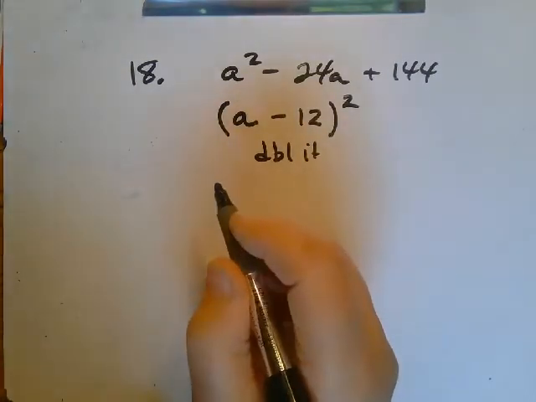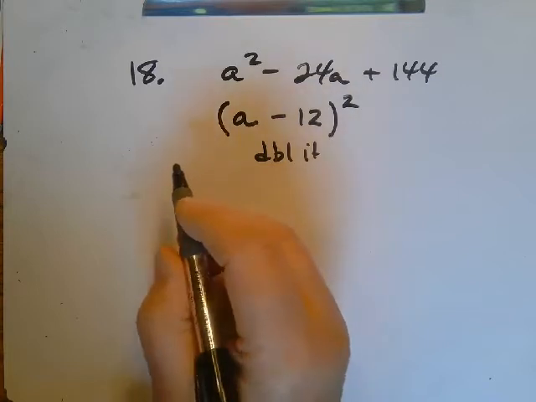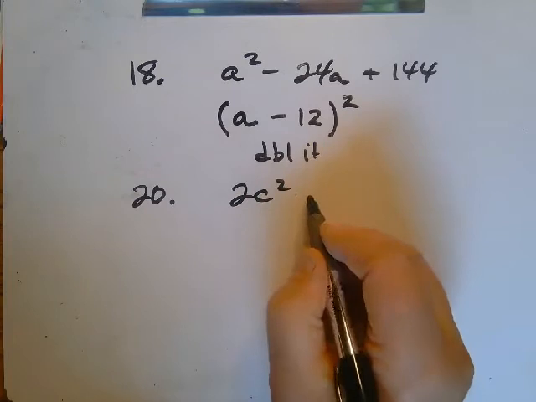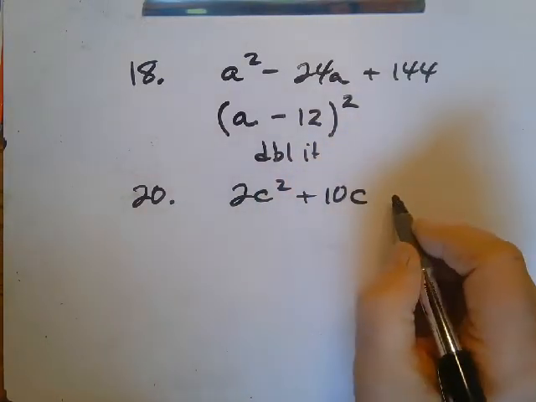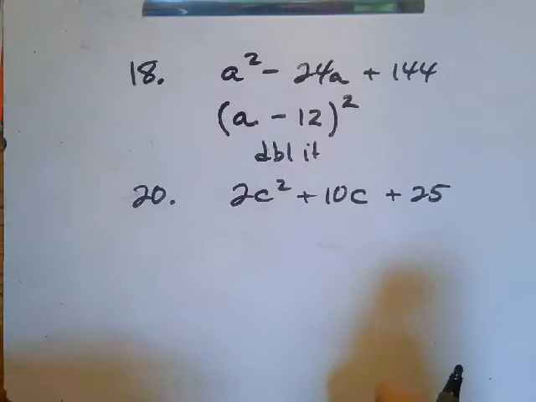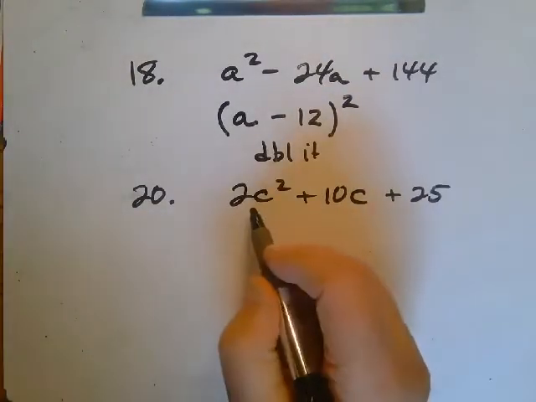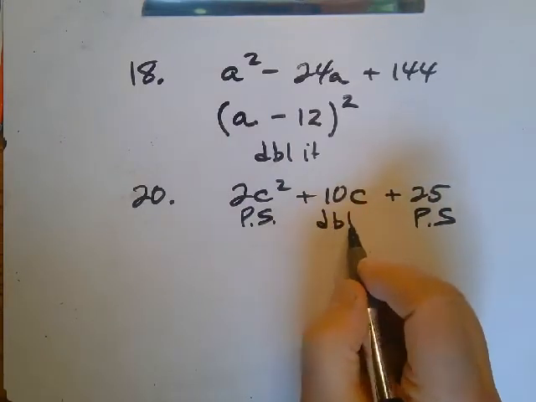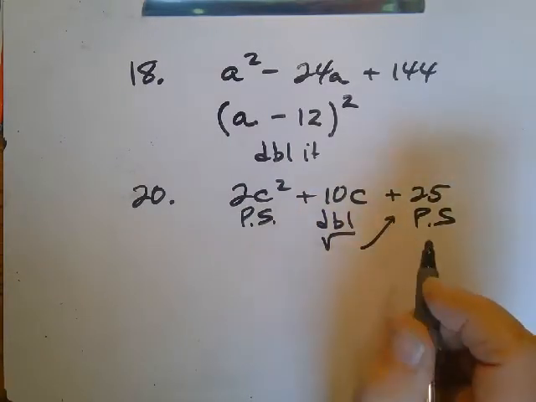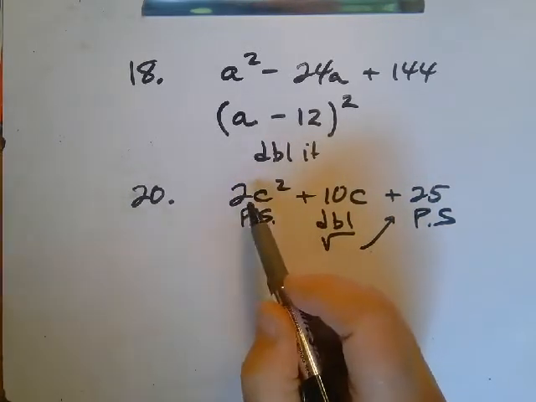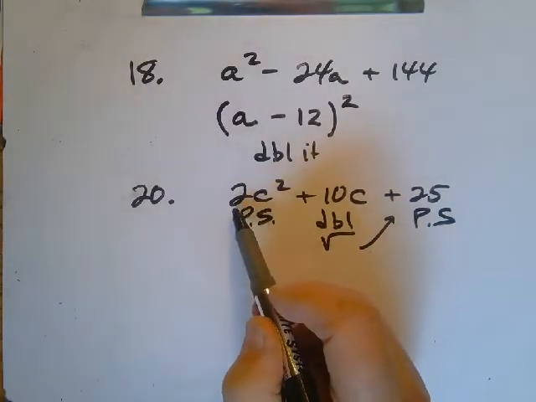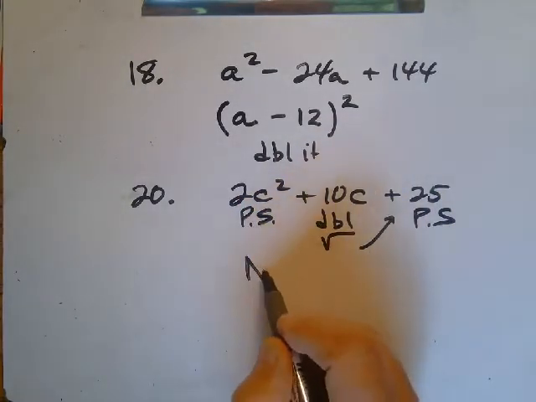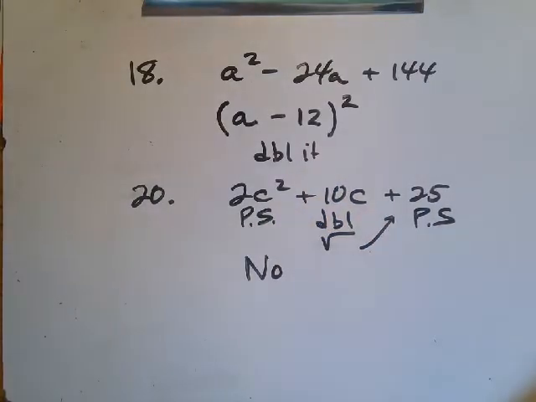Let's try another one here. Let's say number 20, for example. All right. Now we're going to ask, is this a perfect square? Is this a perfect square? And is this double the square root of that? Is this a perfect square? No, it's not. I can't take the square root of 2. Even though that's a perfect square, this isn't. So this one is no, it's not a perfect trinomial square.